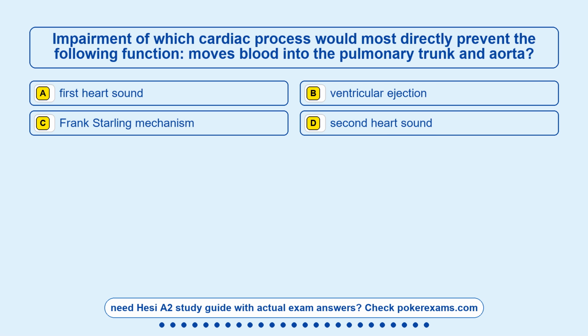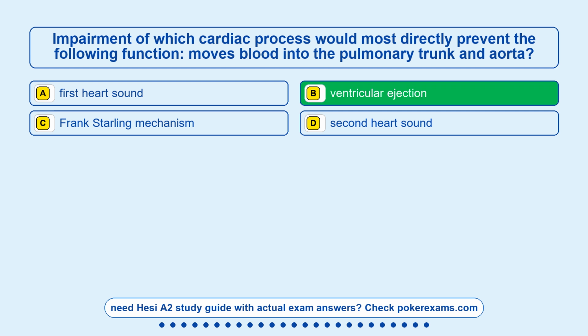Question 13. Impairment of which cardiac process would most directly prevent the following function, moves blood into the pulmonary trunk and aorta? Option A, first heart sound. Option B, ventricular ejection. Option C, Frank-Starling mechanism. Option D, second heart sound. The correct answer is option B, ventricular ejection.